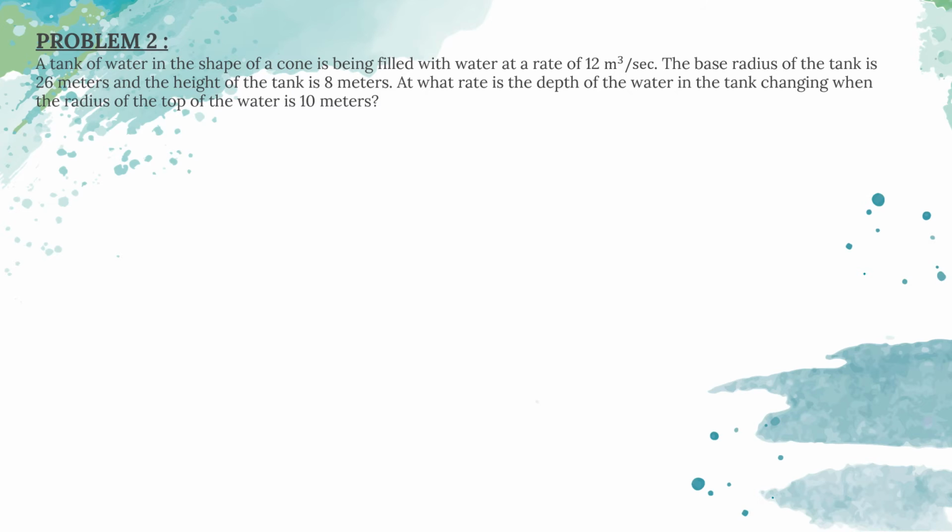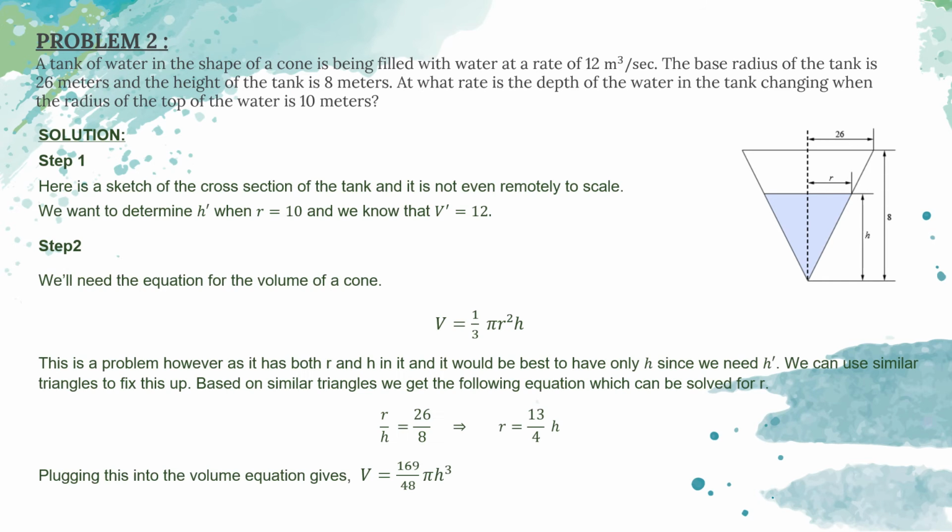A tank of water in the shape of a cone is being filled with water at the rate of 12 meter cubed per second. The base radius of the tank is 26 meters and the height of the tank is 8 meters. At what rate is the depth of water in the tank changing when the radius of the top of the water is 10 meters? Here is a sketch of the cross-section of the tank. We want to determine dH over dt when R equals 10, and we know that dV over dt is 12.